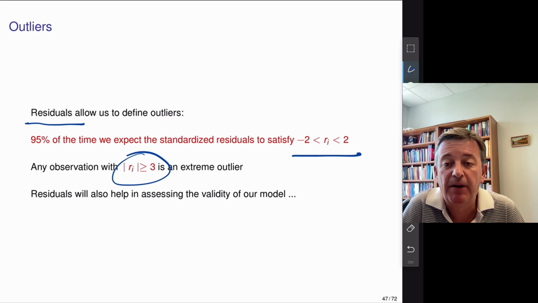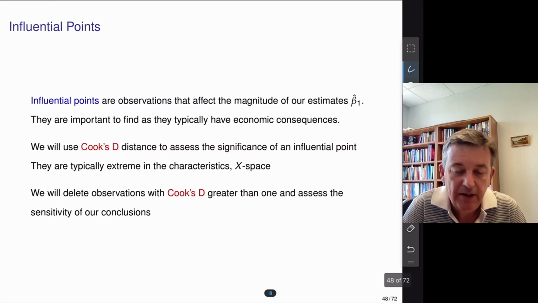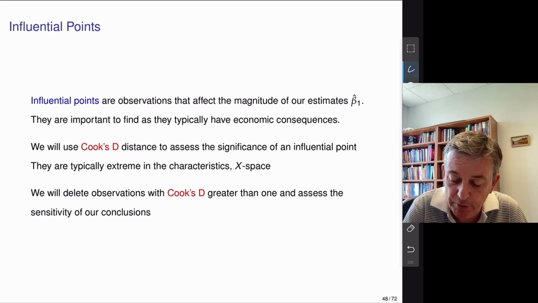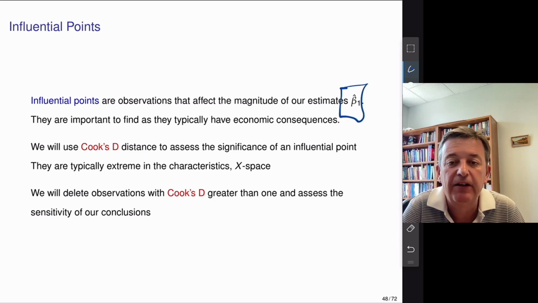One of the interesting things about outliers is typically if you delete them from the data set, the actual regression model doesn't change much. The beta hats, they're typically extreme in the Y space, and being extreme in the Y space generally doesn't affect the beta hats and the regression line. That's as opposed to something called influential points, which are far more important to find. Influential points are essentially points that are extreme in the X space. And why are they so important? Well, they affect the magnitude of the beta hats.